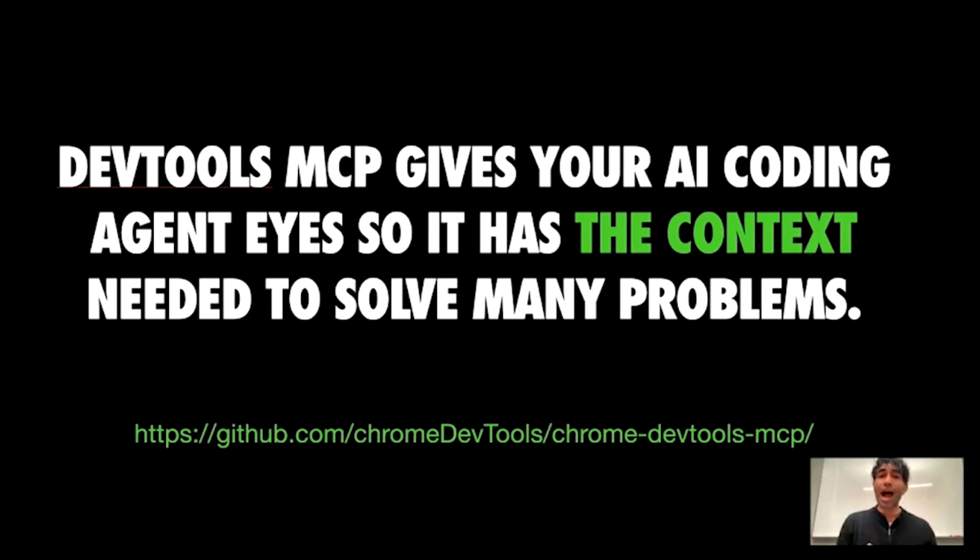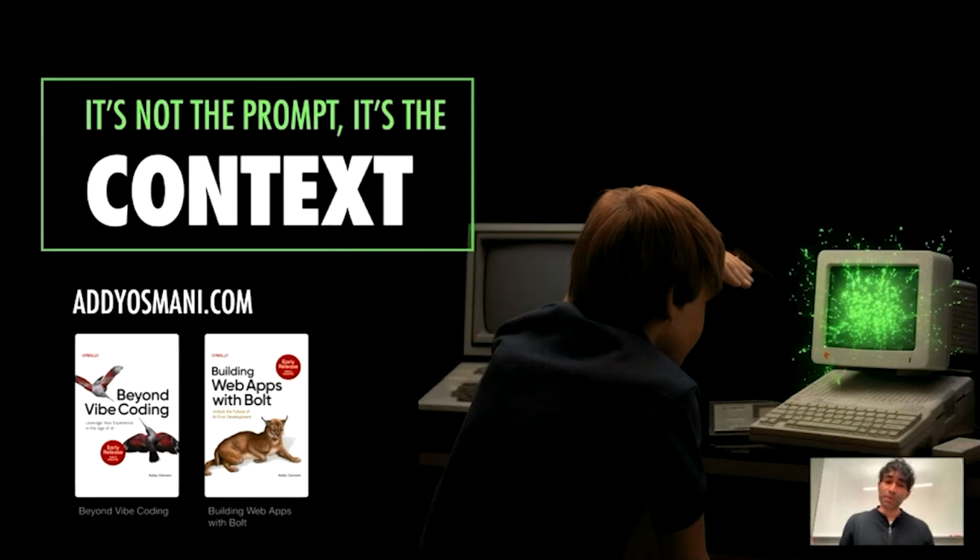So with our demo behind us, just a quick reminder, Chrome DevTools MCP gives your AI coding agent eyes, so it has the context needed to solve many problems. It's free to use. You can go and check it out on our GitHub repo. We hope you'll find it useful. It's relatively quick to get it set up. Now remember, it's not the prompt, it's the context. Quality context determines if your coding agent is going to succeed or fail. Start applying things like the Chrome DevTools MCP today. I think your AI coding agents might thank you.